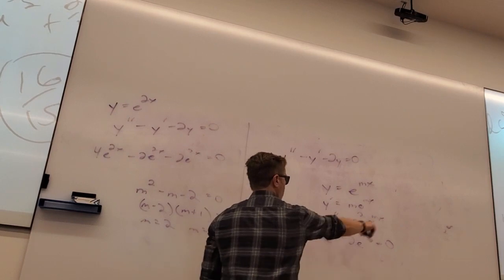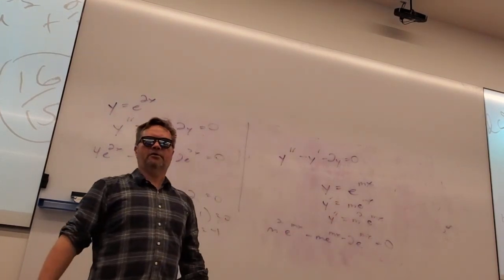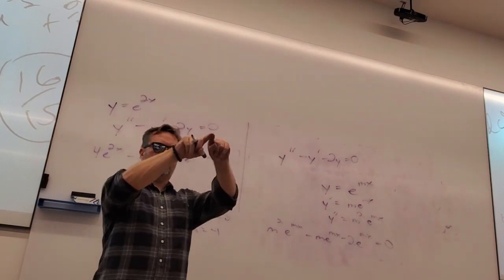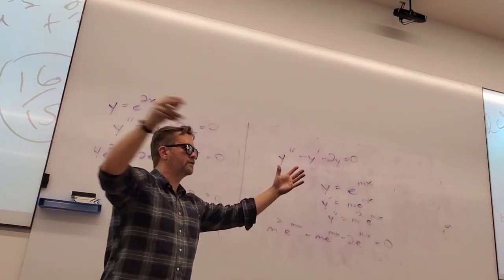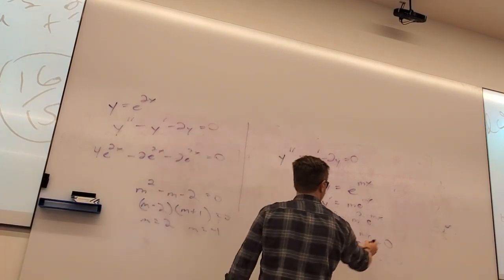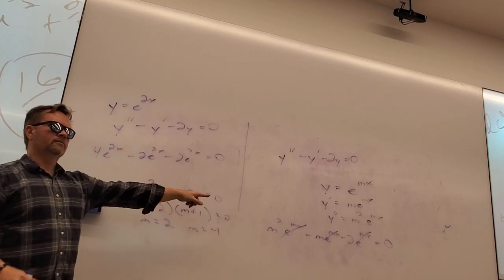E to the mx, can that ever equal 0? Can e to the mx ever equal 0? There is a what at 0 for e? Horizontal. There's an asymptote. It can never equal 0. I can just divide by that. Don't I actually get m squared minus m minus 2? Do you see that?